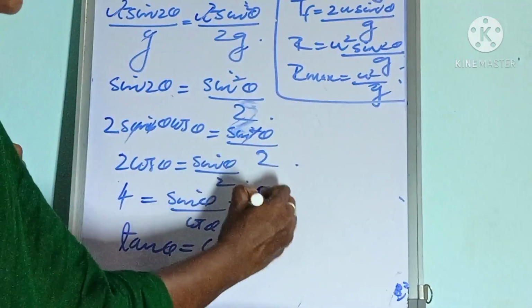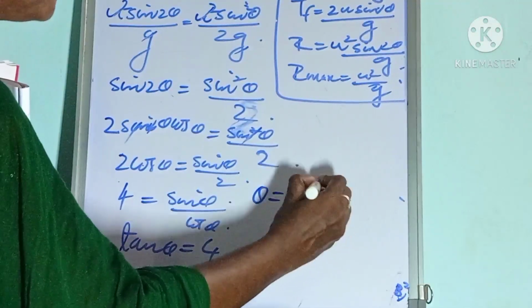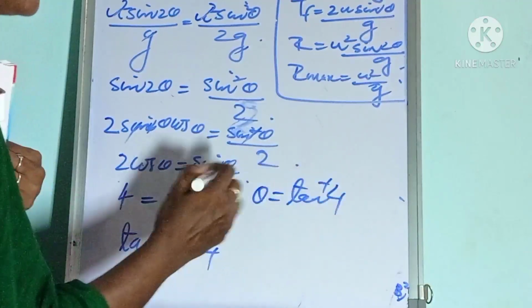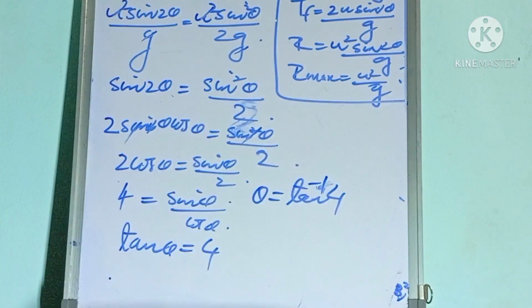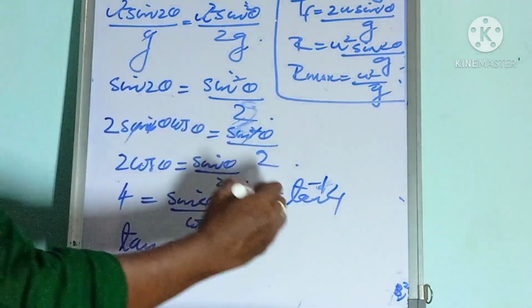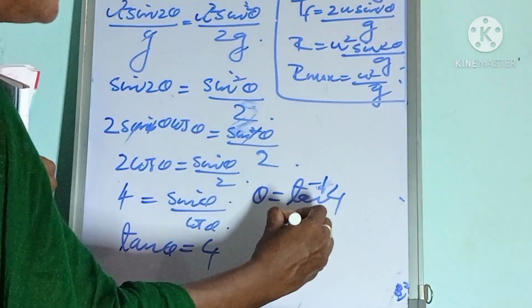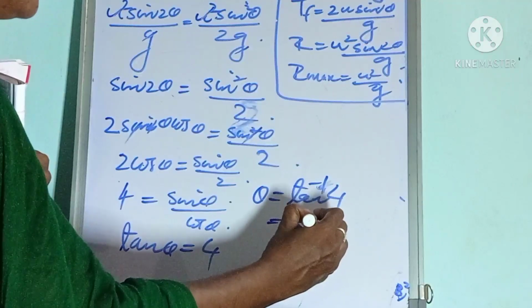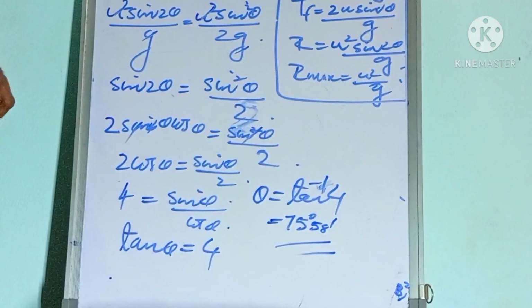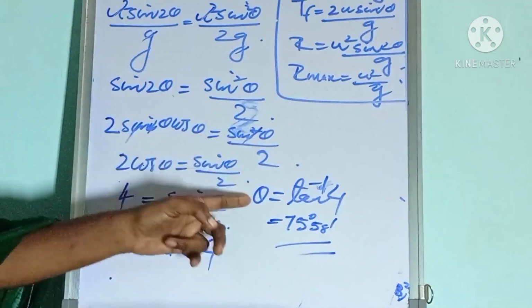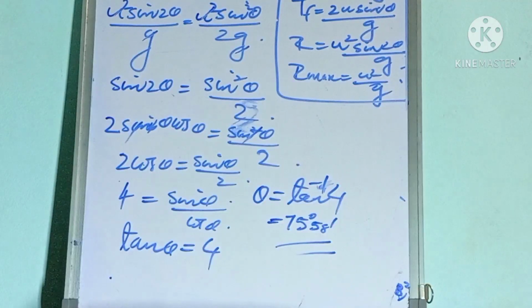Then theta is equal to what? Tan inverse 4. Tan inverse 4 is 75 degree 58 minute. Theta is 75 degree 58 minute. Up to this only you need. Theta is equal to tan inverse 4.